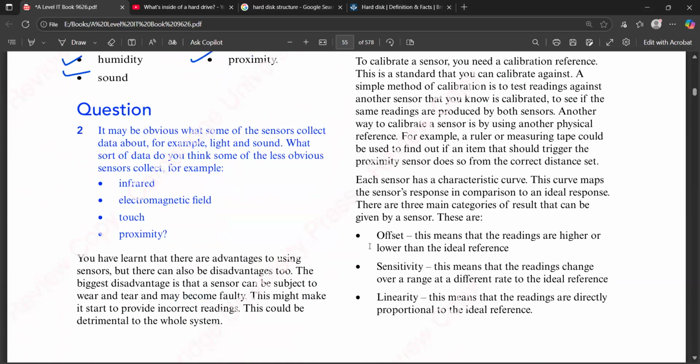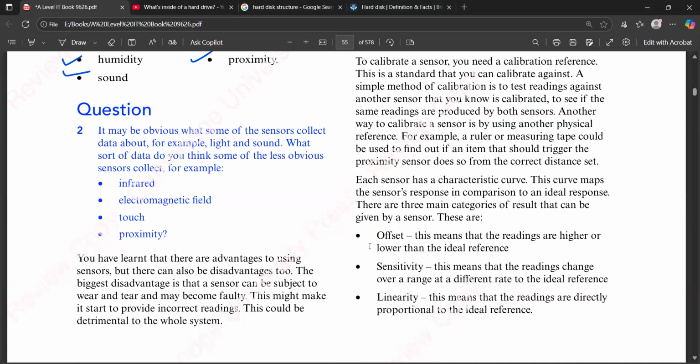Here is a question. It may be obvious for some of the sensors that they collect data about, for example, light and sound. What sort of data do you think some of the less obvious sensors would collect? Do you have any idea about infrared, electromagnetic field, touch sensor, or proximity sensor?